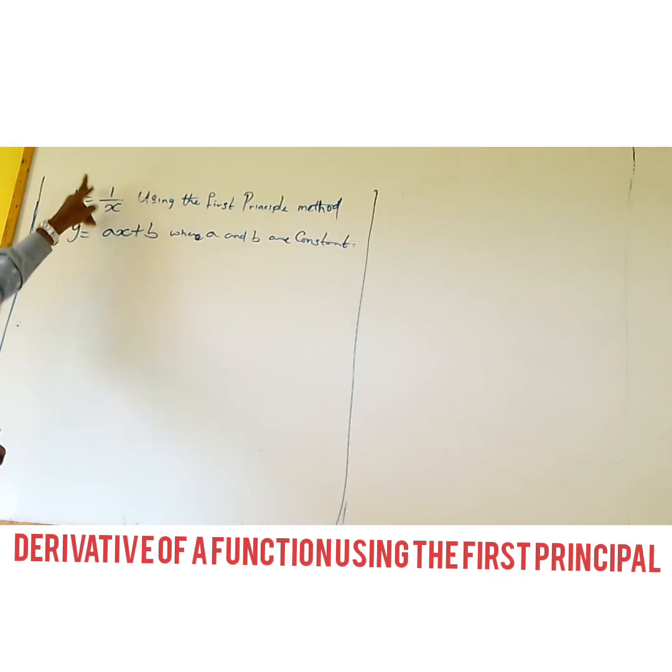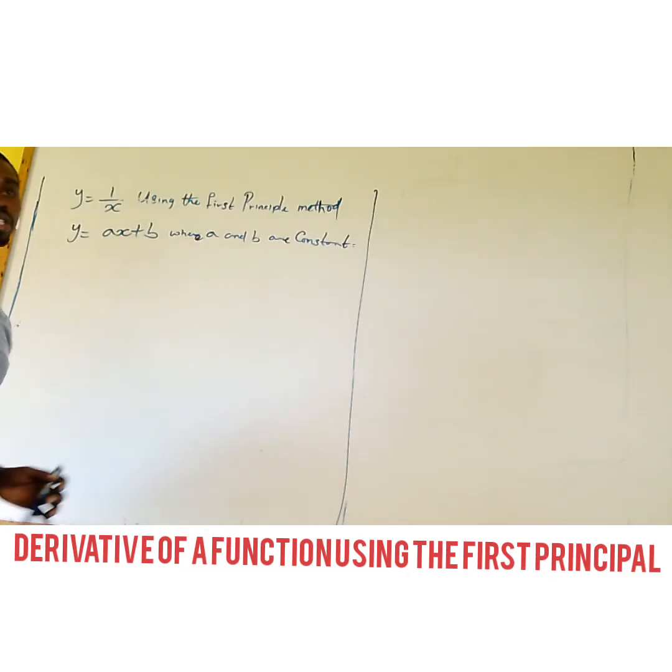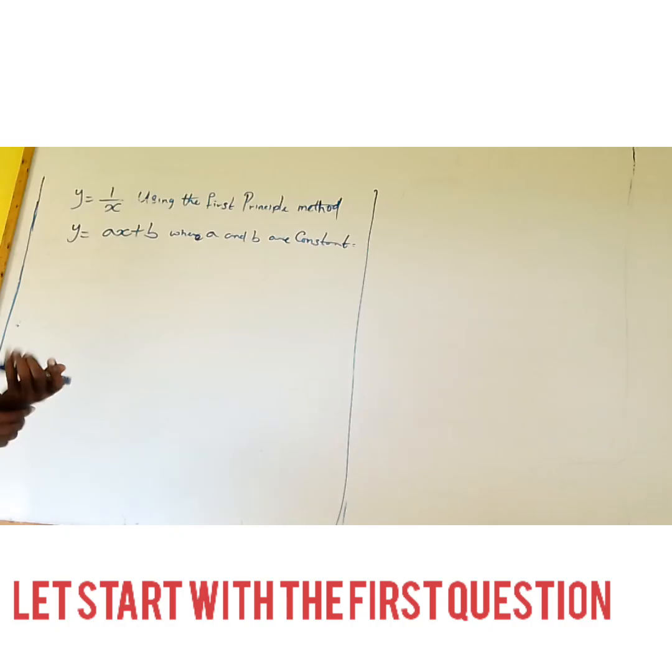Find the derivative of y equals 1 over x using the first principle method. Here, y equals ax plus b, where a and b are constants, still using first principle. So let's start with the first one.